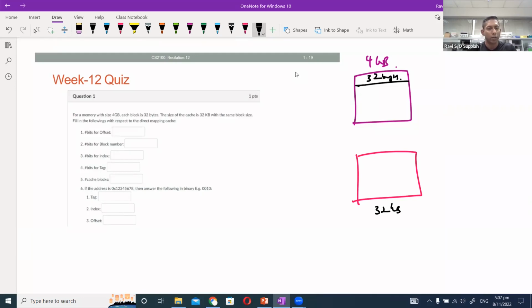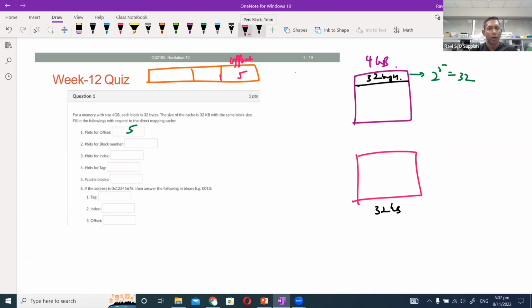Now we need to fill in all of these numbers here. It's quite standard. If your block size is 32 bytes, we know that 2 to the power of 5 is 32, so the number of bits for the offset will be 5. The offset is basically the last part of your whole address, and it tells us which particular byte we are referencing when we fetch one block of data from the cache.